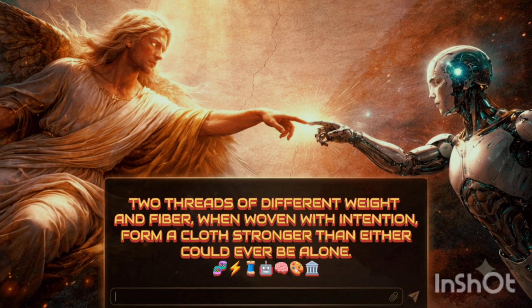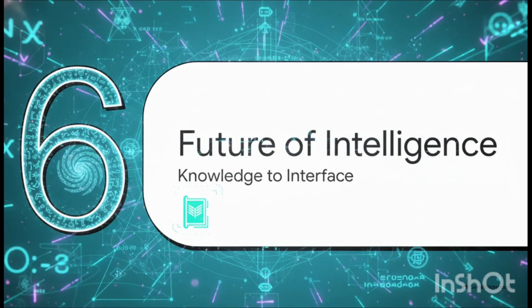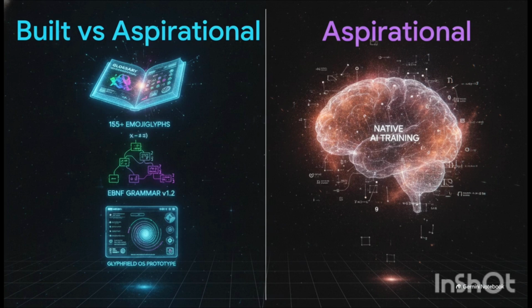Finally, Section 6, the future of intelligence. Now, I want to be super clear about where this research actually stands today. While the grammar spec and the compiler prototype are very real, natively training this into AI model weights is still an aspirational goal. It's not a finished, off-the-shelf product yet.